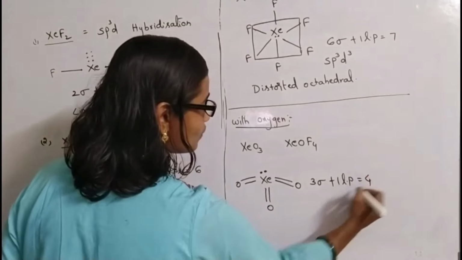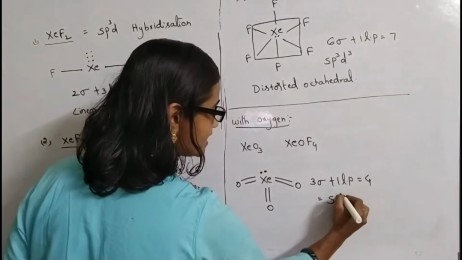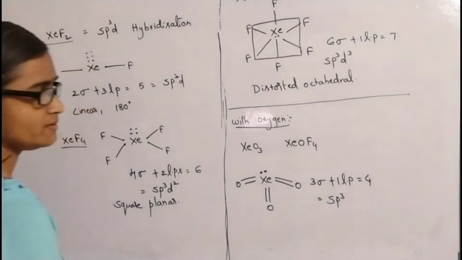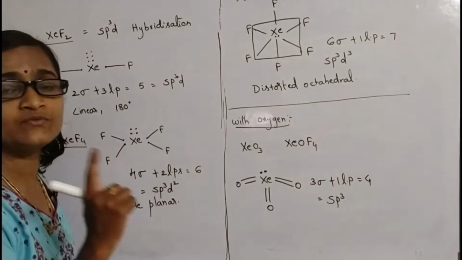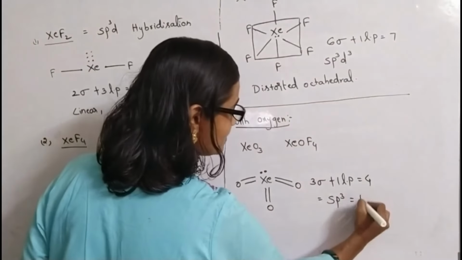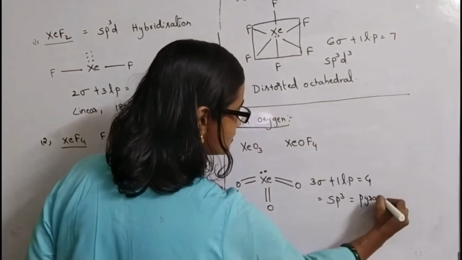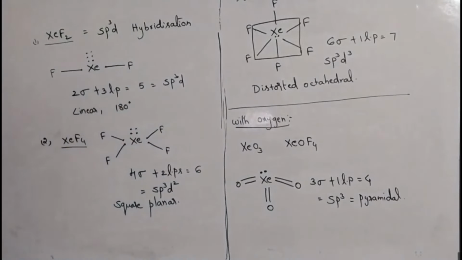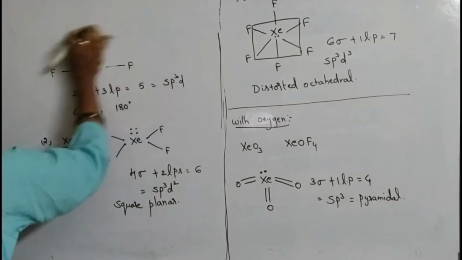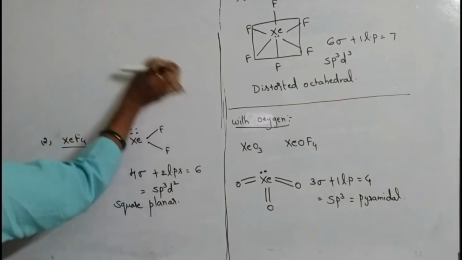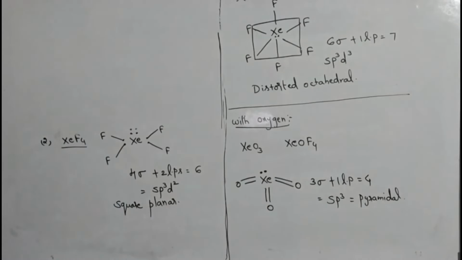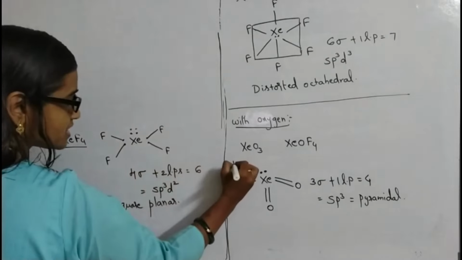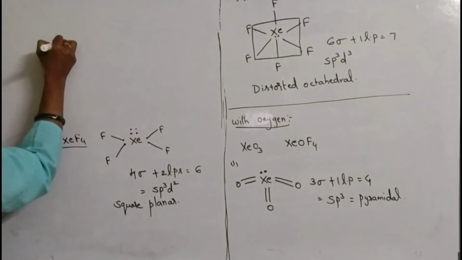So total is 4. If it is 4, you call it as what? sp3 hybridization. sp3 hybridization with 1 lone pair, the shape will be what? Pyramidal shape. So for XeO3, the shape of the molecule is pyramidal. And now XeOF4, the second compound. This is the first compound which I have drawn here, and the second compound is what?